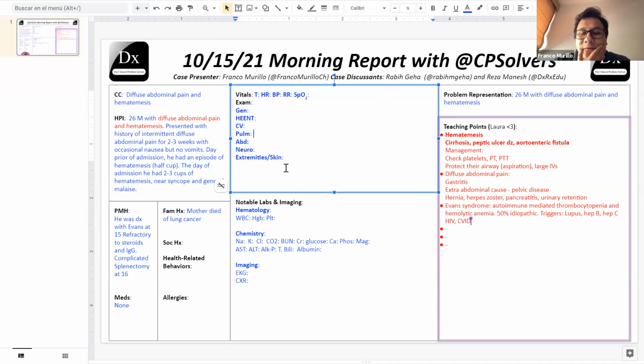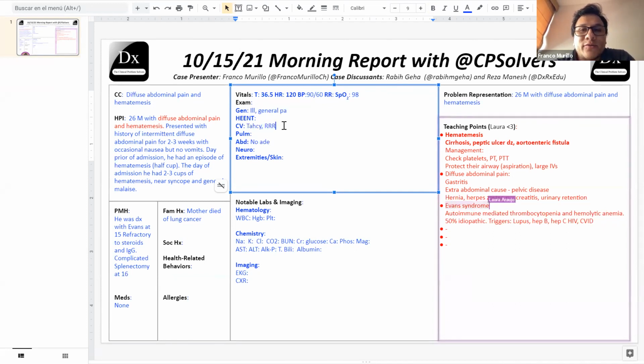Great. So for the vitals, the temperature was 36.5, heart rate 120, blood pressure 90/60, respiratory rate 20, SpO2 98 on room air. He looked ill appearing, with general pallor. Regarding HENT, no adenomegaly, no oral ulcers. Cardiovascular was tachycardic but regular, no murmur or gallops. Pulmonary: lungs were clear to auscultation bilaterally.